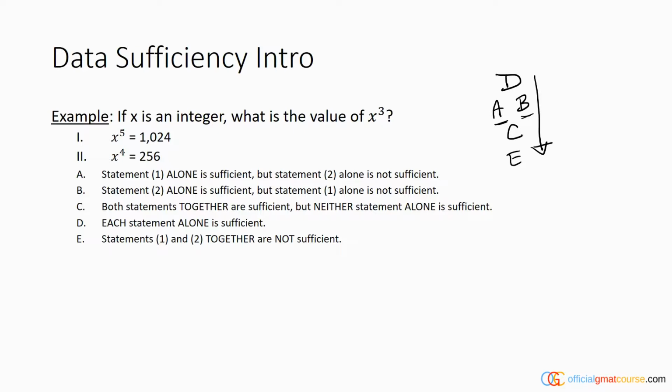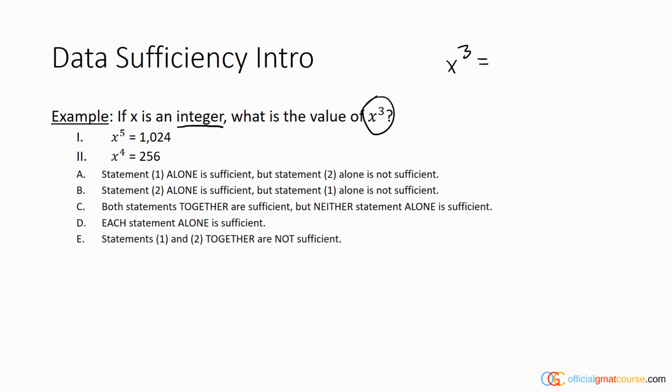Some people like to write this out and think about it. For me, I internalize this and I know what I'm going for and I don't need to write this out every time. I do think it is a bit of a waste of time to write it out. So let's look at this question and see if we can answer it. The question is, if x is an integer, so it's important that we know that it's an integer apparently, and it might be a red herring, you never know. Sometimes they give you extra info that's not really relevant. What is the value of x cubed?